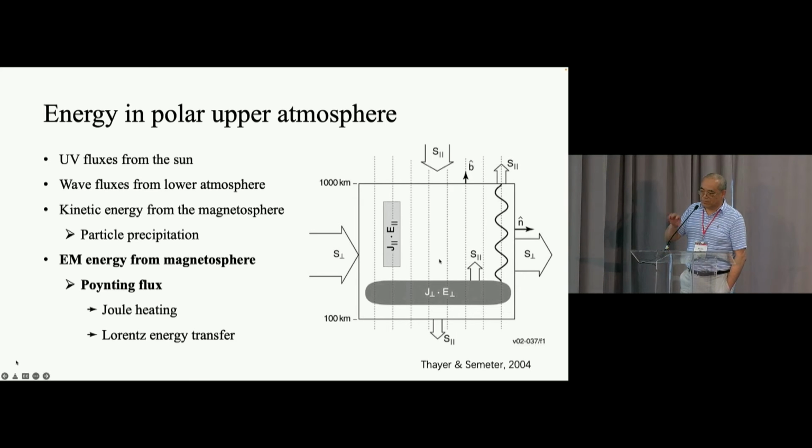Then this is the geoheating through the Poynting flux. The divergence of the Poynting flux is geoheating deposited at high latitudes in the upper atmosphere. And another way is the J cross B mechanical energy transfer.